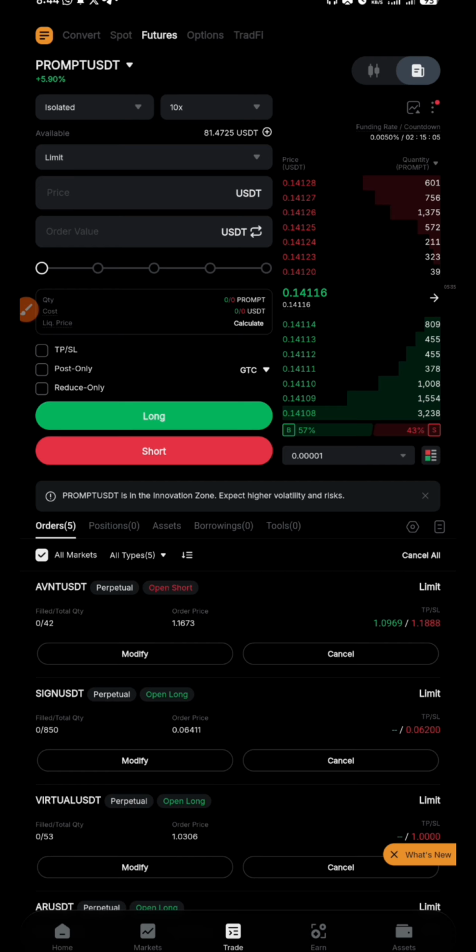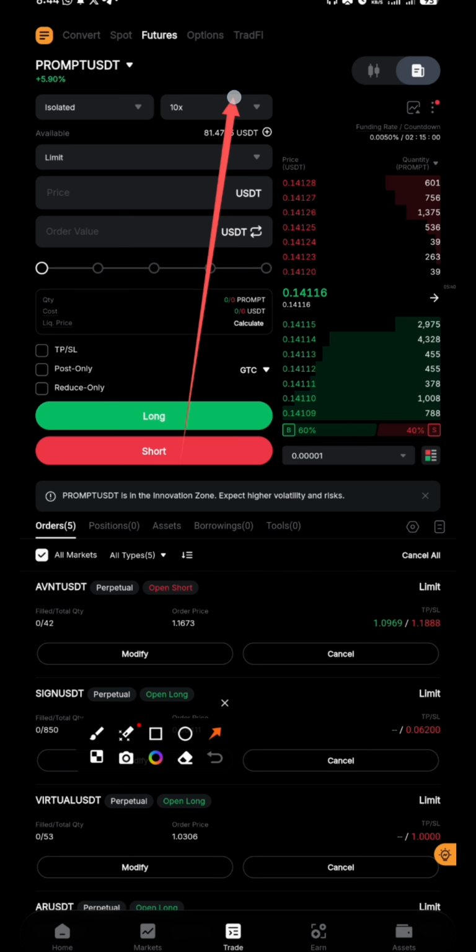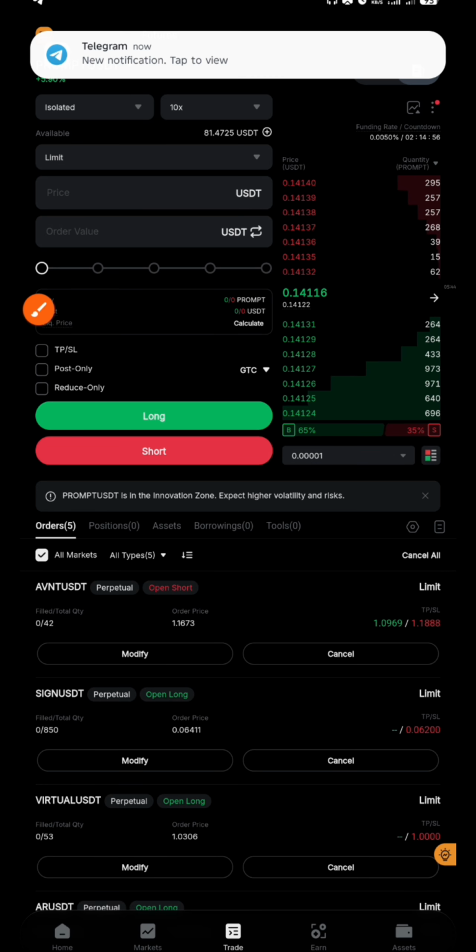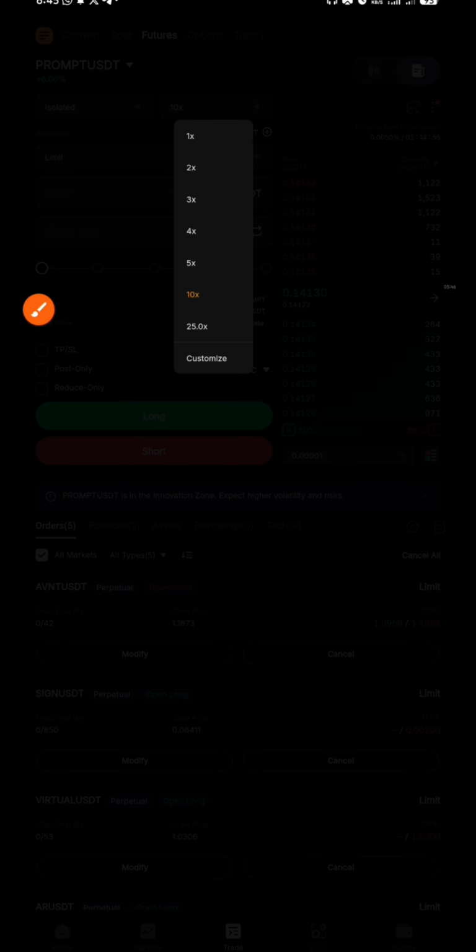Okay. Now the next thing is the leverage. Now this leverage matters. This is where people get burnt. The higher your leverage, the higher your liquidation point. So that is why I always make use of 10x.